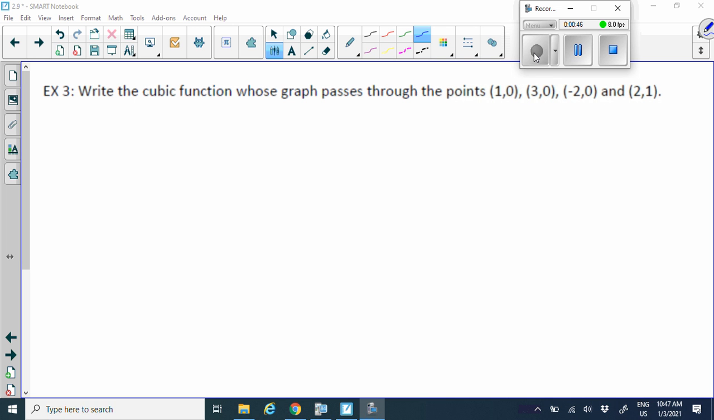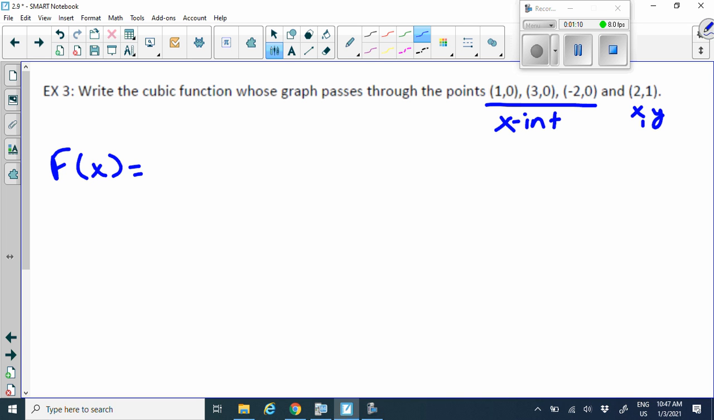Okay. Now notice here. We see that these three have 0 for our y. So what do you notice about these 3 points? Well, these are actually our x-intercepts, right? And then (2, 1) is just a point that is on the graph. Okay, that's our x, y. So we're actually going to put this in factored form or intercept form, because since we have our x-intercepts, we can do that. Now, do we really know what our a value is? No, that's actually what we're going to solve.